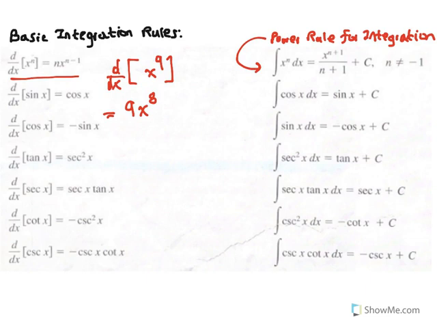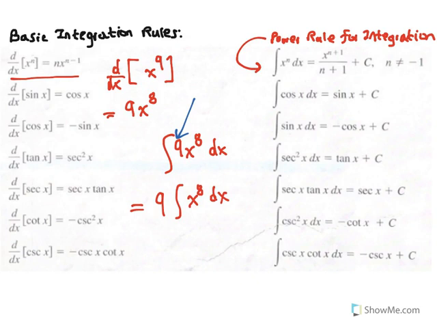So suppose we have the following. Suppose we have the indefinite integral of 9x to the 8th dx. How do you find an antiderivative? First of all, you can notice that 9 is a constant, and there is a property of indefinite integrals that will allow you to write the 9 outside of the integral.